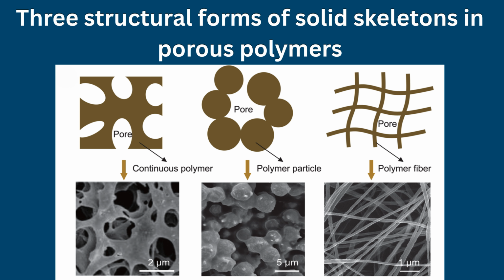The architecture of the polymer skeleton further contributes to the diversity of porous structures. Continuous frameworks are typically formed through subtractive or templating processes, resulting in well-defined pore geometries such as spherical, cellular, or network-like structures. Alternatively, porous materials can be constructed from assemblies of particles or fibers. Particle-based structures often arise from phase separation or crystallization processes, while fibrous networks are commonly produced through spinning techniques. Fibrous porous polymers exhibit high interconnectivity and flexibility, making them particularly suitable for applications in wearable devices and filtration systems.